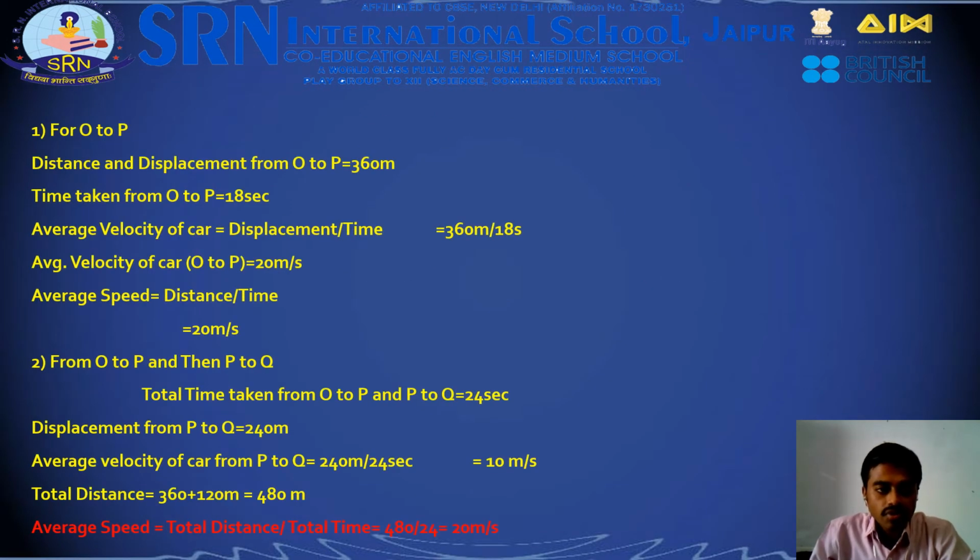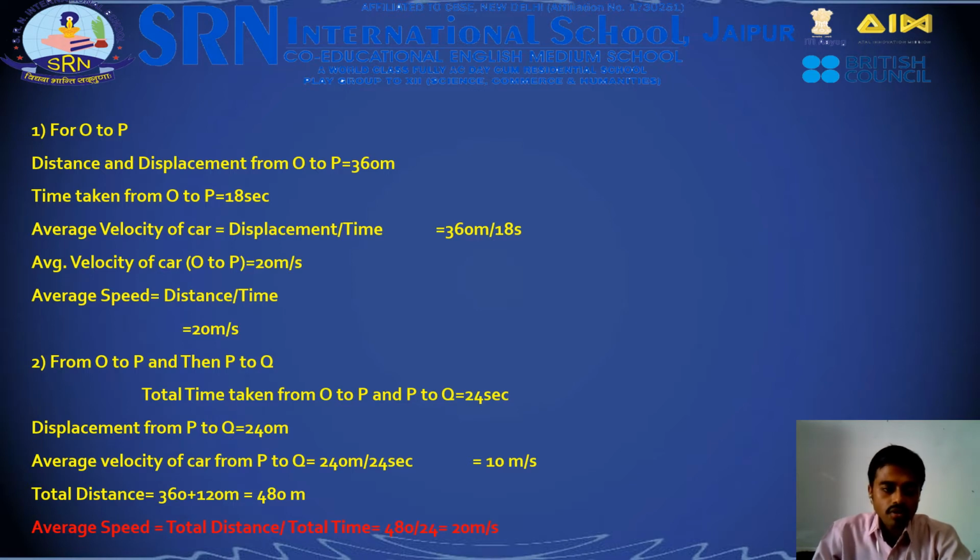According to the given question, we have to find the average speed and average velocity in two conditions. The first condition is the body covers the distance or displacement from O to P. So we will find distance and displacement both. As the body is moving in a straight path, distance and displacement will be the same. From O to P we have already calculated the distance or displacement to be 360 meters. The time taken is 18 seconds. So the average velocity of the car will be displacement per unit time, that is 360 meters per 18 seconds. If we solve that, we get the average velocity of the car as 20 meters per second.